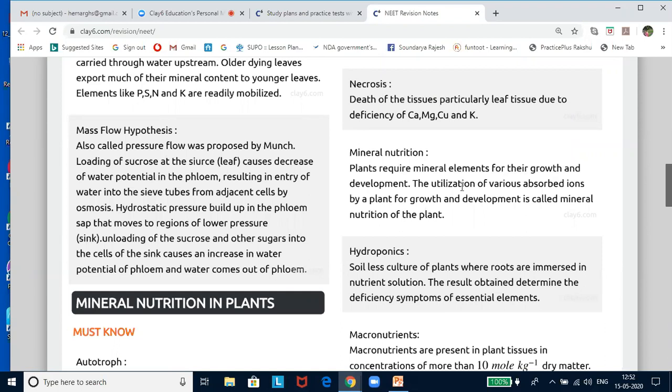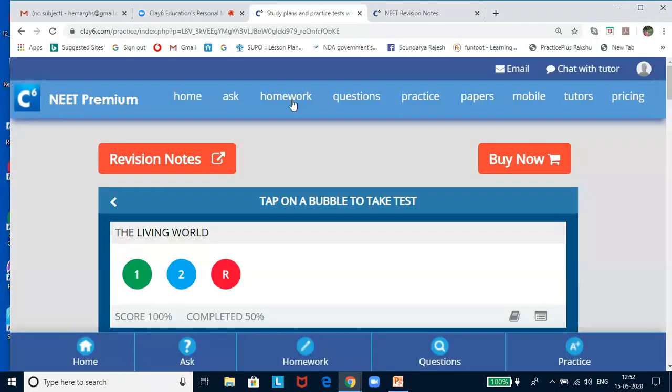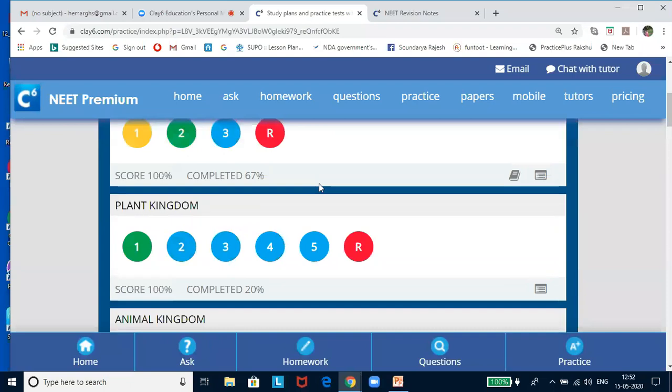So this is how the transport of food takes place in the phloem, and this is explained by Munch hypothesis of translocation. Now this completes the lesson. Now let us take the test.